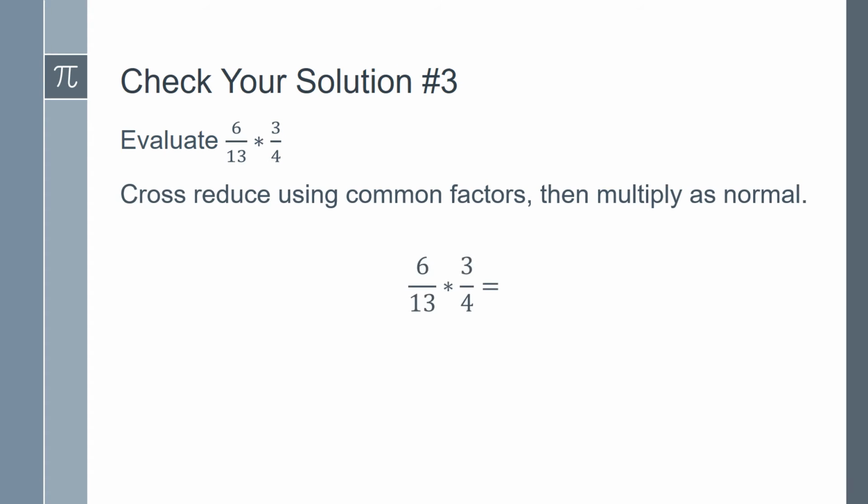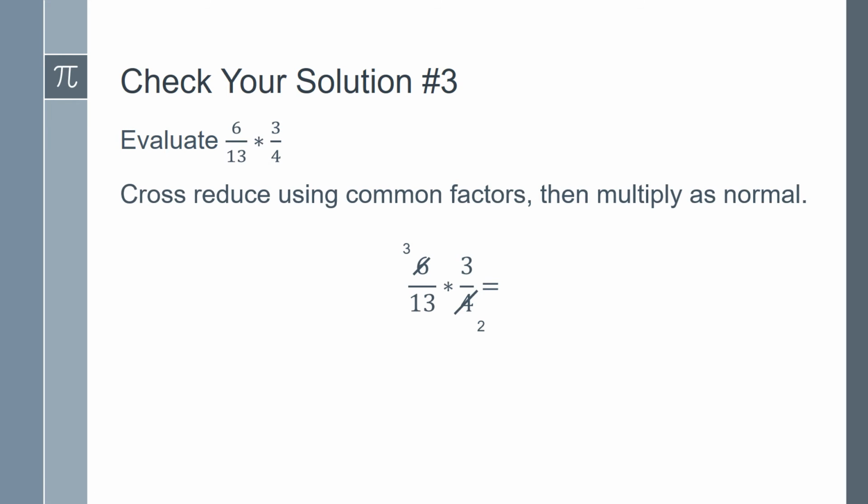So if we take a look at 6/13 times 3/4, we know that 6 and 4 have a greatest common factor of 2. So if we divide 6 by 2, we find an answer of 3, and 4 divided by 2 is 2. Then if we look at 3 and 13, we know that their greatest common factor is 1, which won't help us reduce.